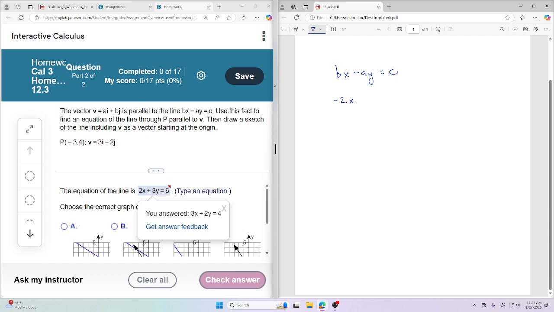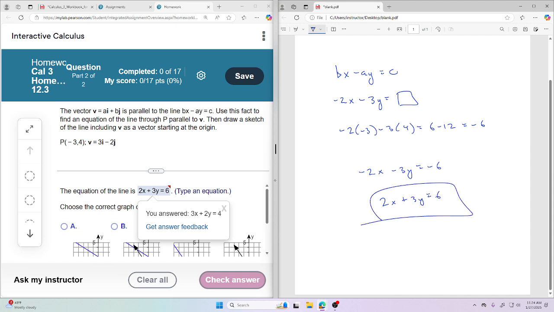Negative 2x, and I got a negative 3y is equal to something I don't know. I'm going to plug these numbers in and I want to see if I get what they got. That's a positive 6 minus 12 makes a negative 6. So I got negative 2x minus 3y is equal to negative 6. And I guess what they just did is said all positives. And then did I get what they got? So much faster too. So maybe I should read directions.